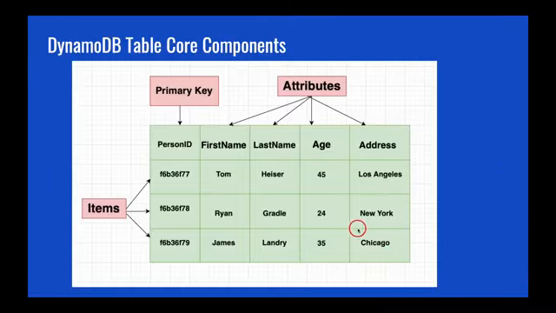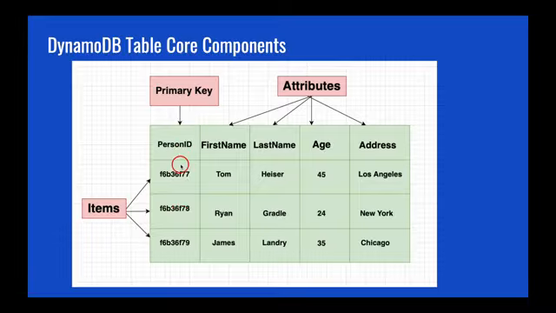And these are the DynamoDB table core components. This is how the DynamoDB table structure looks. This is one person table, guys. Here we have the primary key, attributes, and items. A table is a collection of items, and each item is a collection of attributes. DynamoDB uses the primary key to uniquely identify each item in a table.